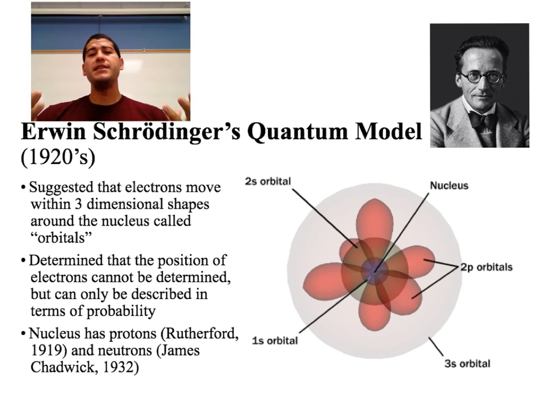Okay, so in addition to the electron cloud, the quantum model also has a complete nucleus, made up of our final two subatomic particles, protons and neutrons. Our friend Ernest Rutherford discovered the proton in 1919, and his student, James Chadwick, discovered the neutron last of all.